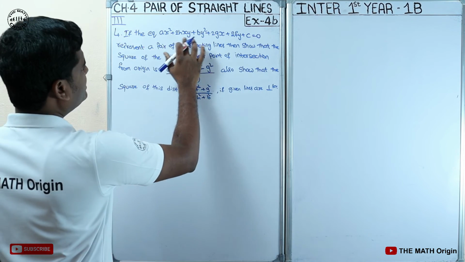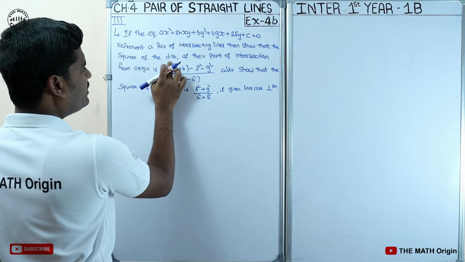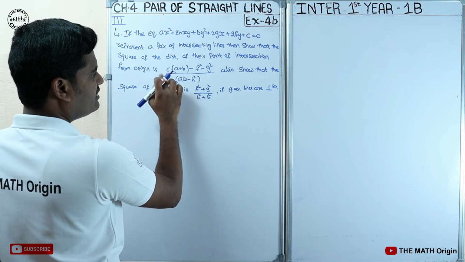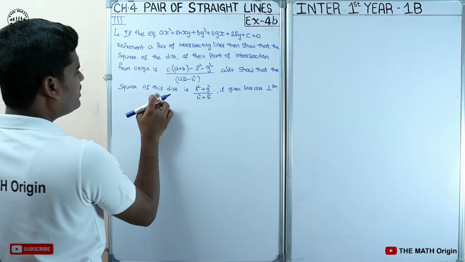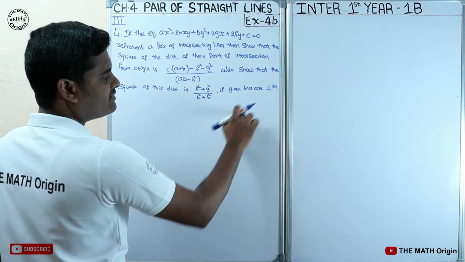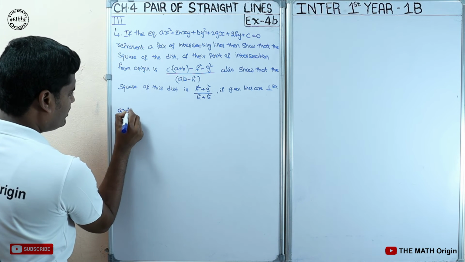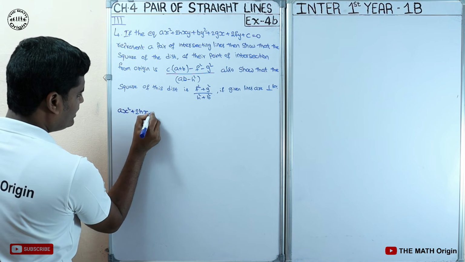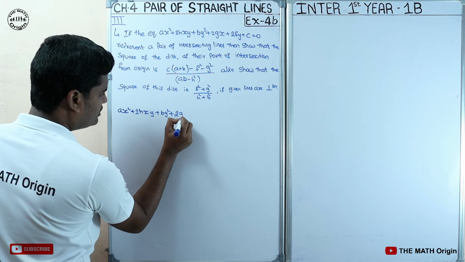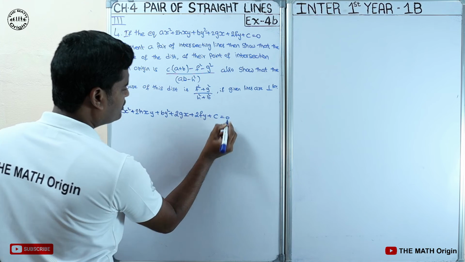If the equation represents a pair of intersecting lines, then show that the square of the distance of their point of intersection from origin is the given value. Also show that the square of this distance is a given value if the given lines are perpendicular. Okay, now let's take the given equation: Ax square plus 2hxy plus by square plus 2gx plus 2fy plus c equals to 0.